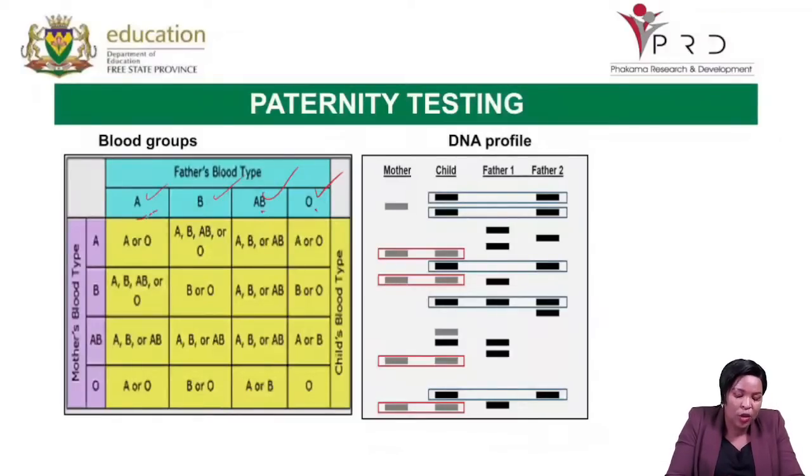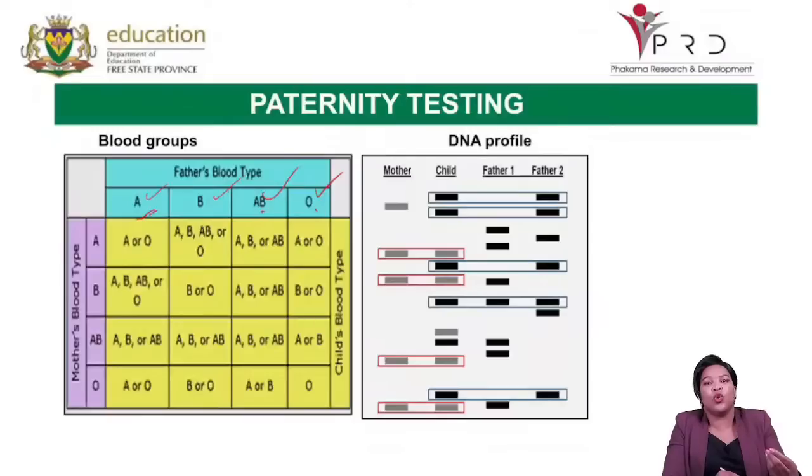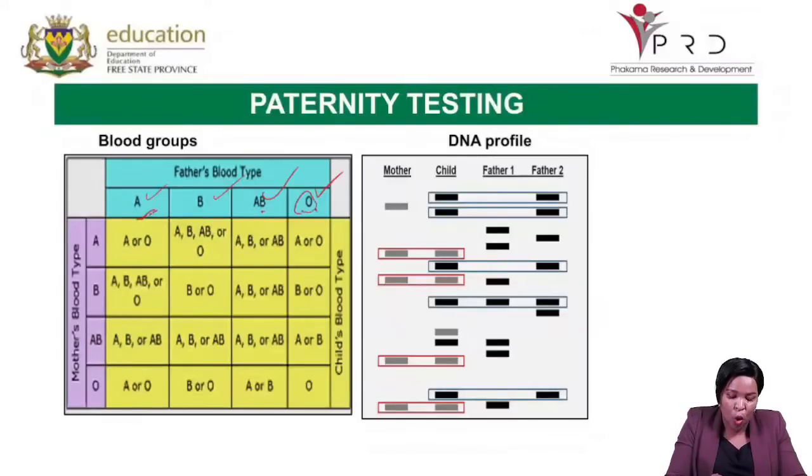So if you want to say the father next door is the father to the child of the mother in the front opposite, and you find that both that father and that child, they are blood group O, how can you be certain that it is that father who gave that child the allele for blood group O? You cannot be certain because there are so many people with blood group O.